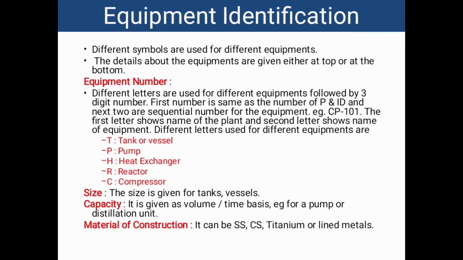The next is equipment identification. For each equipment in the P&I diagram, the details will be mentioned at the top or corner of the P&I diagram. So it includes T for tank or vessels, P for pump, H for heat exchanger, R for reactor, and C for compressor. And the size of the equipment, capacity, material of construction, everything will be described in the P&I diagram.